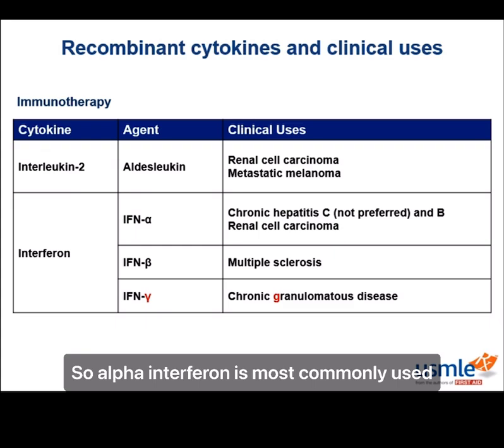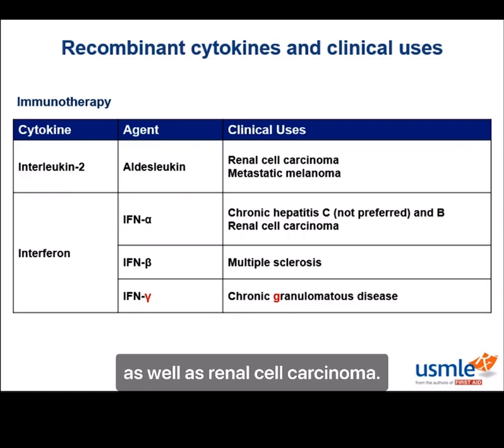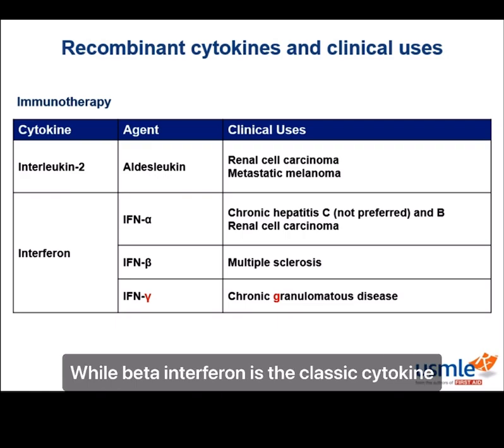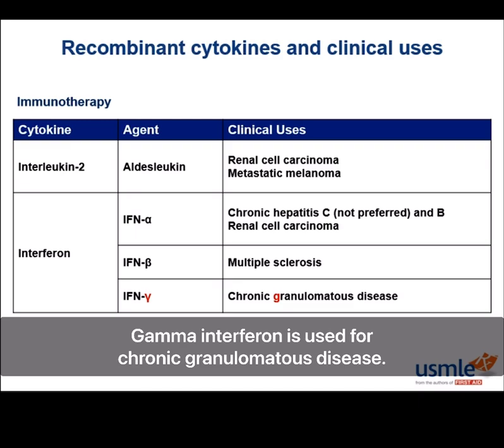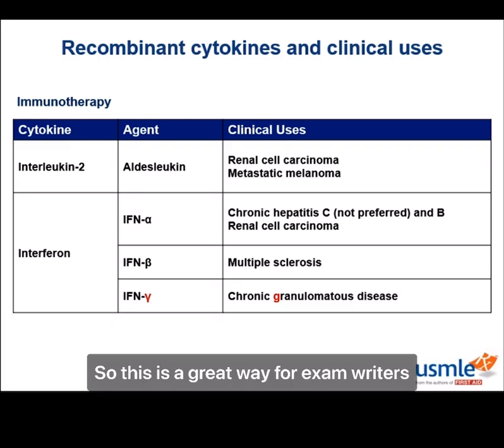So alpha interferon is most commonly used in chronic hepatitis C and B infection, as well as renal cell carcinoma, while beta interferon is the classic cytokine that has demonstrated some utility in multiple sclerosis. Gamma interferon is used for chronic granulomatous disease. So this is a great way for exam writers to integrate your basic immunology with pathology and pharmacology, so make sure you're familiar with them.